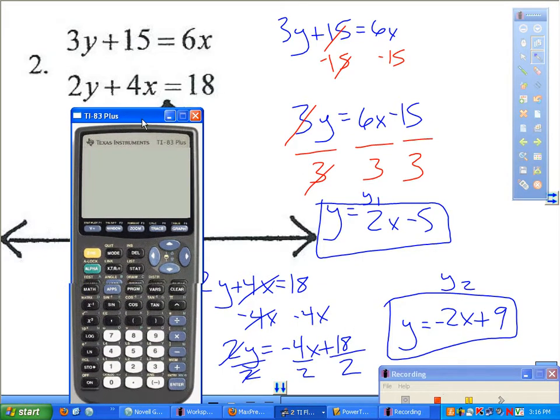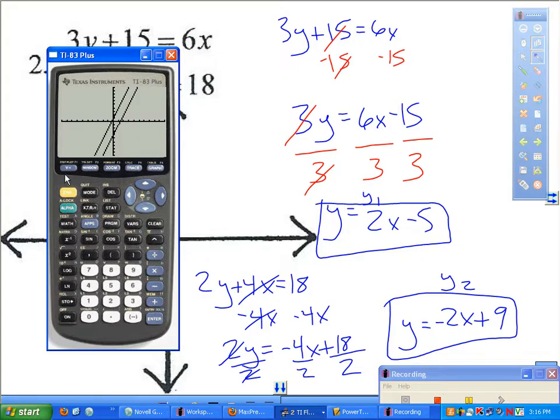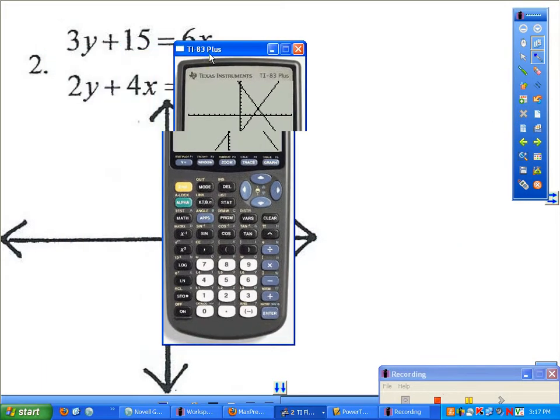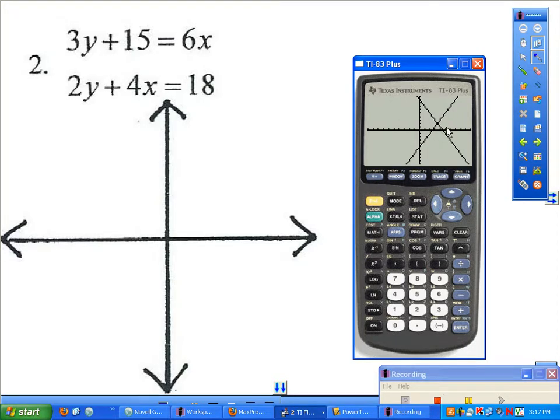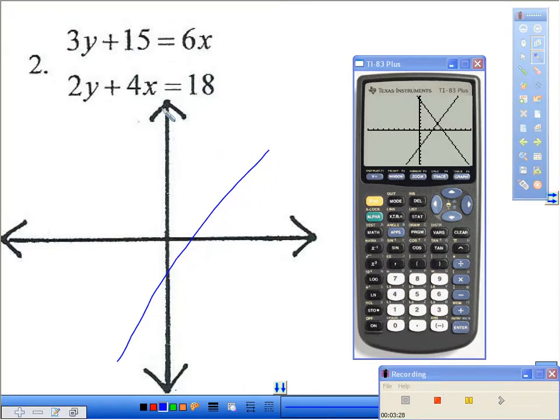So I'm going to take the calculator then and hit the y equals button and enter these two equations. Y equals 2x minus 5 and y equals negative 2x plus 9. When we hit graph, we're going to see that as opposed to number 1, this system of equations does intersect at a single point. So if we look on our calculator and we see one intersection, that means that we are going to have one solution, because there is one point that those two lines have in common.